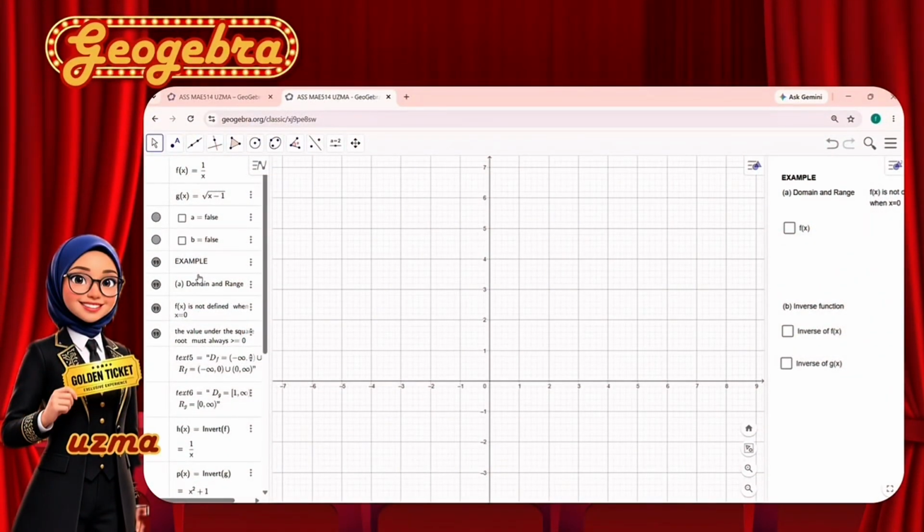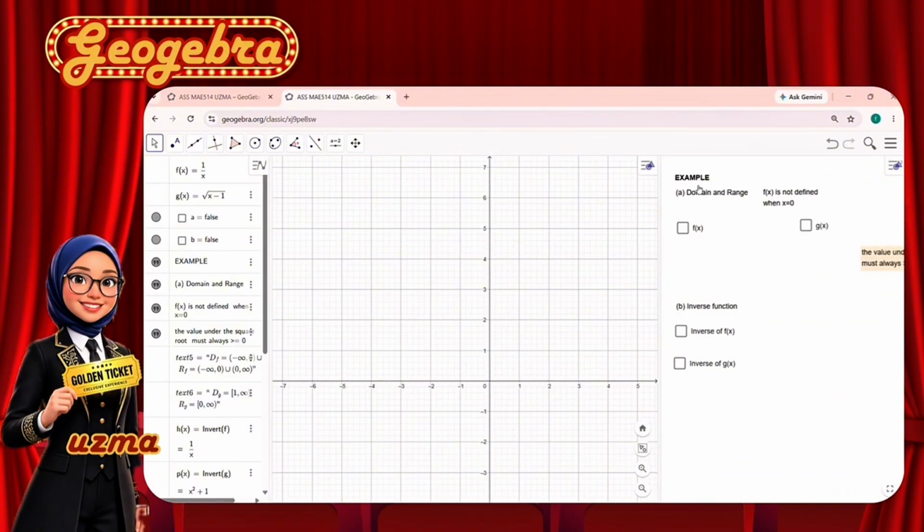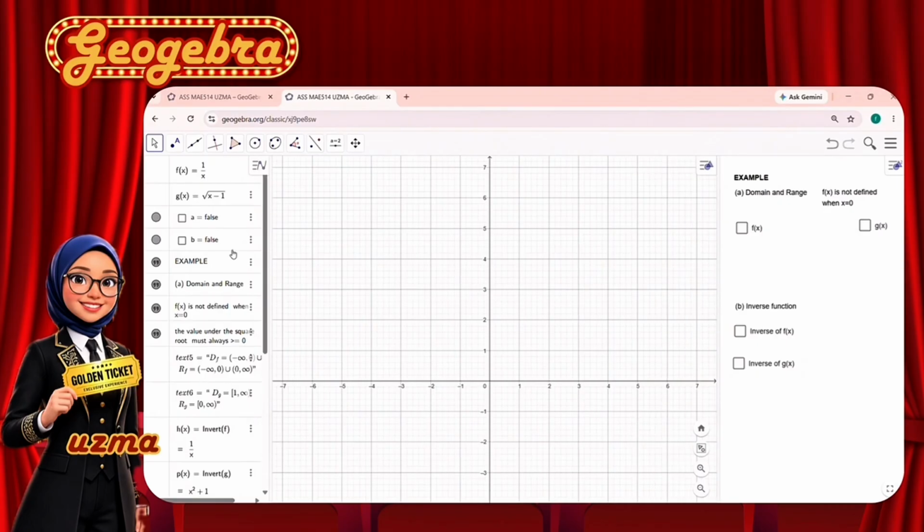Okay, let us move on to the GeoGebra demonstration. According to my previous slides, we are using two functions: f(x) equals 1 over x, and g(x) equals the square root of x minus 1. This GeoGebra demonstration will focus on two questions, domain and range, and also inverse functions. Let us take a look at how to sketch the graph.